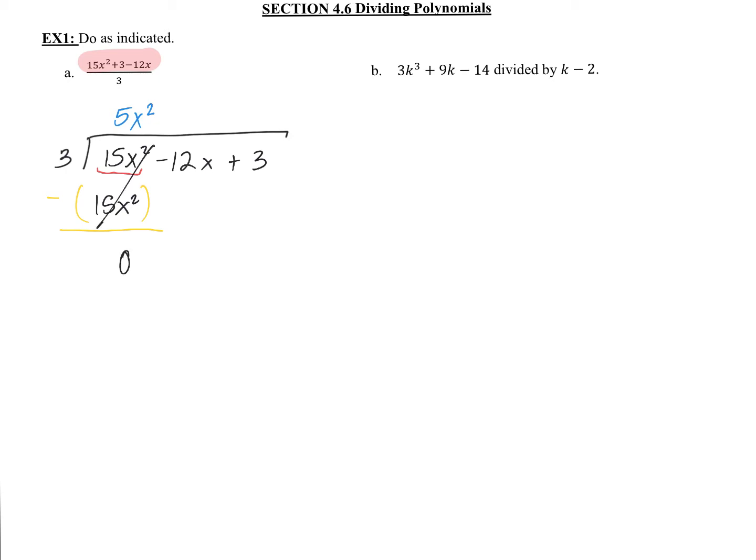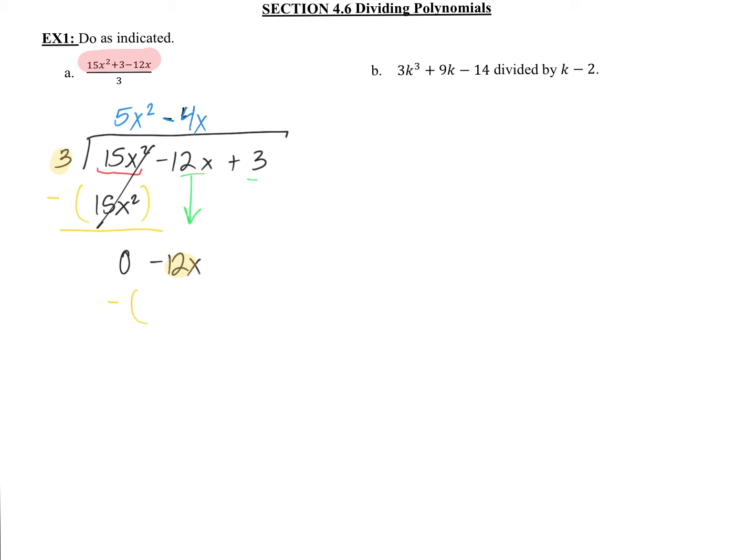But we're not done. We still have these other terms we need to work with. So let's go ahead and bring down the 12x. And we have a new cycle. Just like with the long division with normal numbers, you have the cycle. Multiply and then subtract. So now we're asking ourselves, how many times can 3 go into 12x? Well, careful, it's a negative 12x. We need to keep that in mind. 3 can go into negative 12x how many times? Negative 4x times.